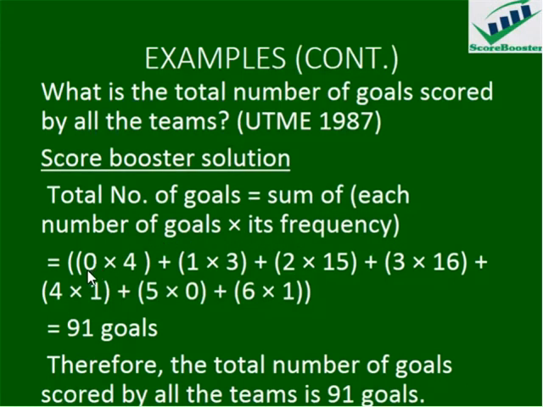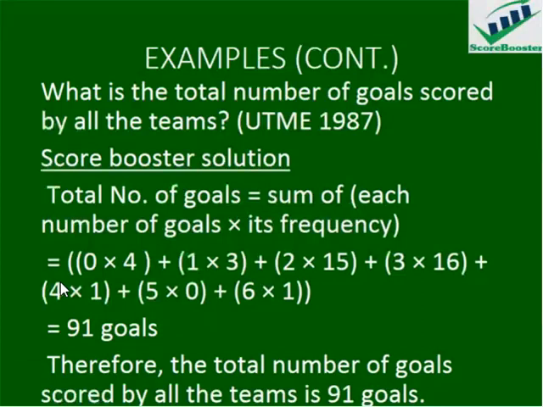So the first one is 0 goals, they had it 4 times, is 0 multiplied by 4, plus 1 goal thrice, 1 multiplied by 3, plus 2 goals 15 times, 2 multiplied by 15, plus 3 goals 16 times, 3 multiplied by 16, plus 4 goals 1, 4 multiplied by 1, plus 5, they did not have 5 goals at all. So that's 5 goals multiplied by 0, plus 6 goals once, which is 6 multiplied by 1.